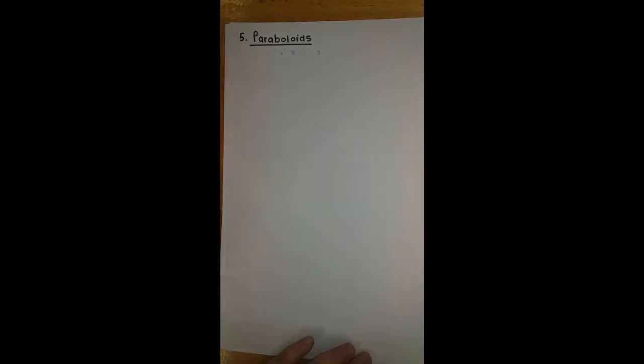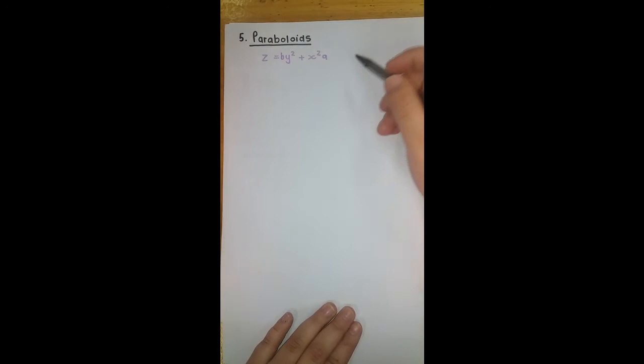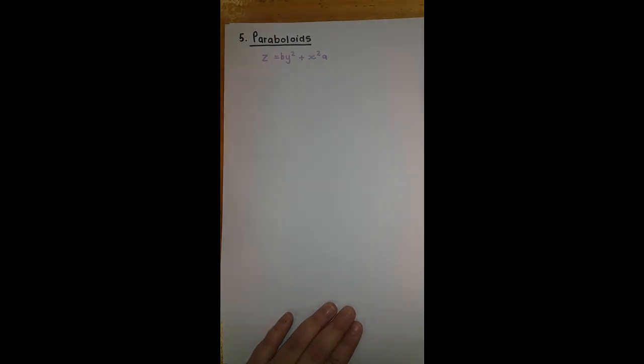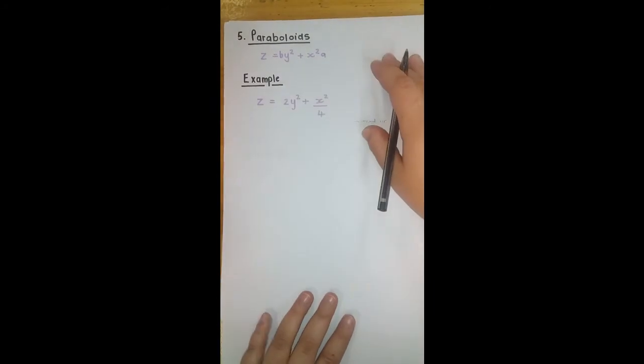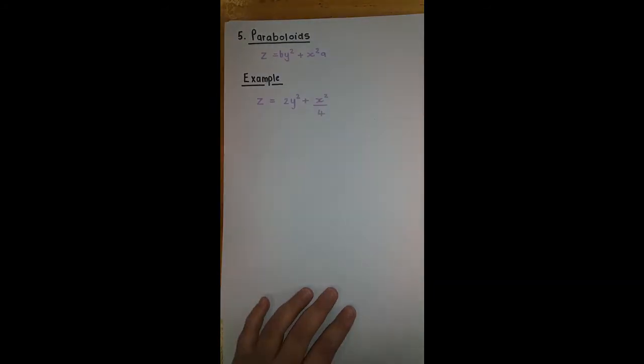The fifth surface that you'll encounter is a paraboloid, and the general formula for the paraboloid is z is equal to by squared plus ax squared. An example of this would be z is equal to 2y squared plus x squared over 4.